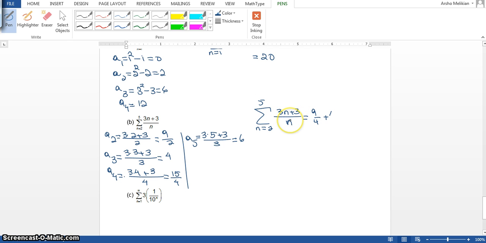Wait, I don't think A5 is... Yeah, it's over 5, so it should be 18 over 5. Oh, 18 over 5. I was trying to rush. So the sum here is 15.85.